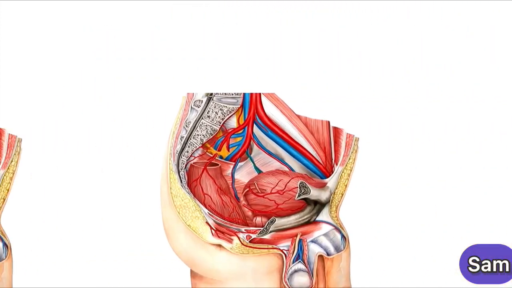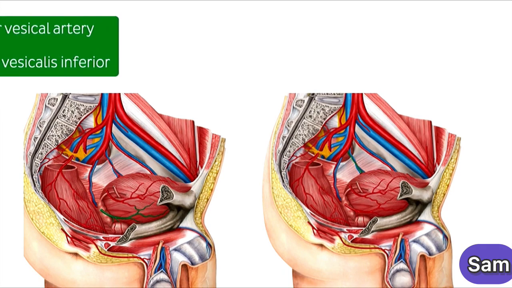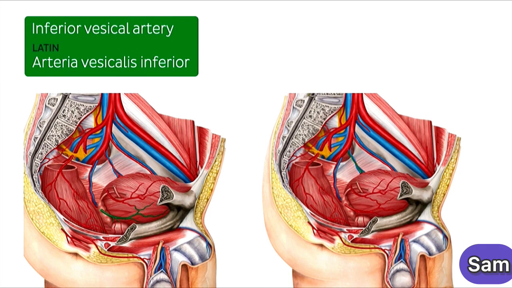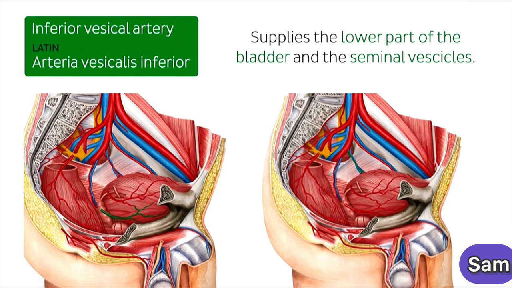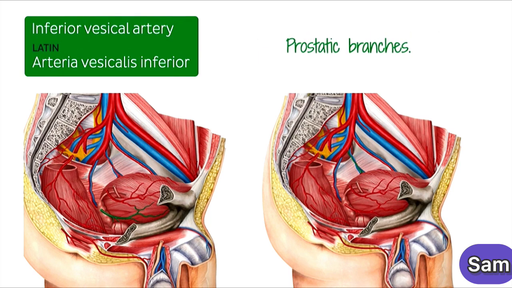The next artery that we're going to be highlighting here is known collectively as the inferior vesical arteries. On this image, you can see the right one, and on this image, notice here, the left one. The inferior vesical arteries arise from the anterior division of the internal iliac artery. They're only found in men and supply the inferior part, or the fundus, or lower part of the bladder and the seminal vesicles. This artery also gives off prostatic branches that then supply the prostate. And you can see here on this image the prostate.